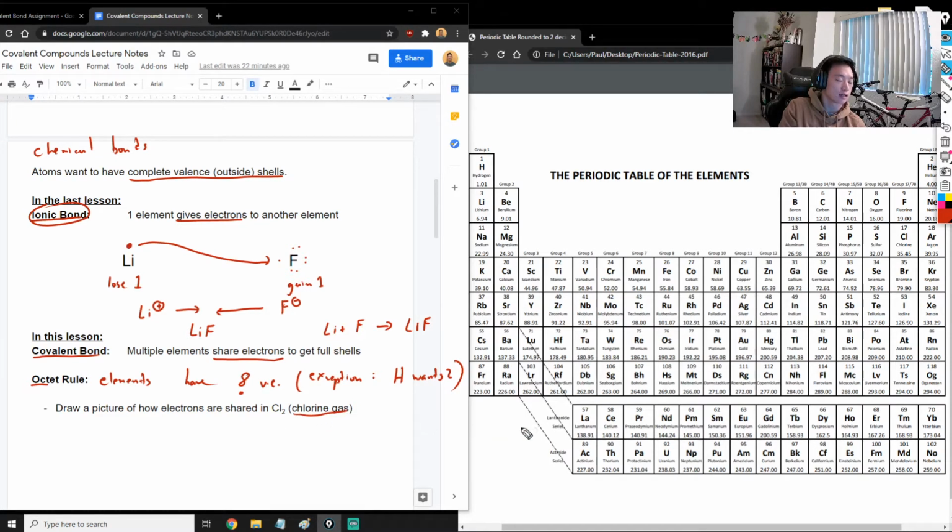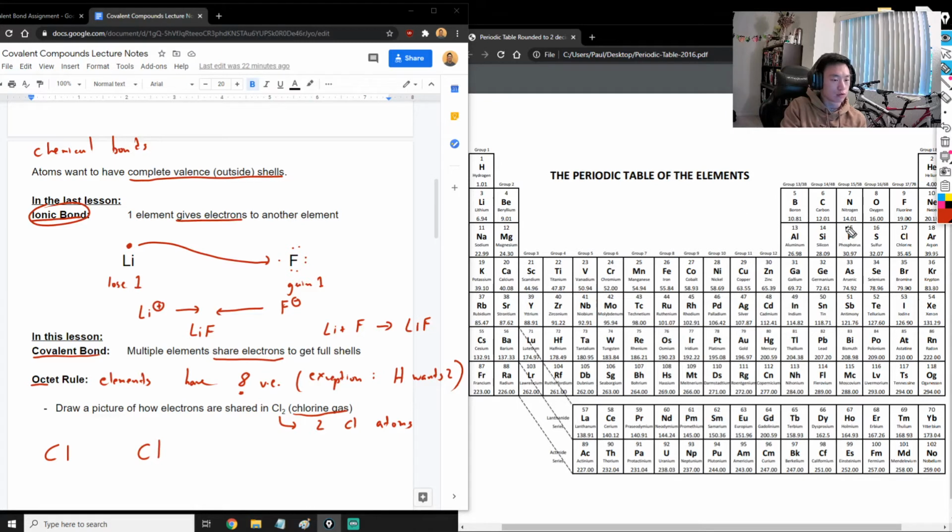poisonous gas that they used in, I believe, World War I. So what we've got to do is figure out what Cl2 is made of. Now, we know that Cl2 is made out of 2 Cl atoms. So what we're going to do is draw 2 different Cl atoms. Okay, and we're going to draw the Lewis structure.